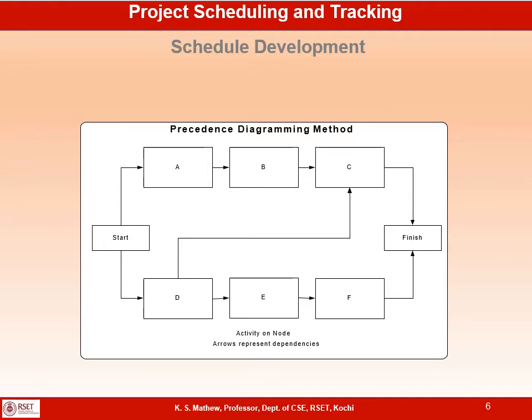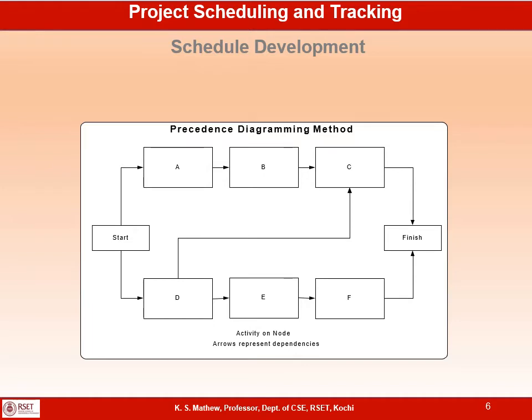But activity B depends on A, so activity B can be started only after A is complete. And activity E depends on D, so activity E can be started only after completing D. Now, if you look at C, you can see activity C depends on B as well as D. So activity C requires output from activity B as well as output from activity D.